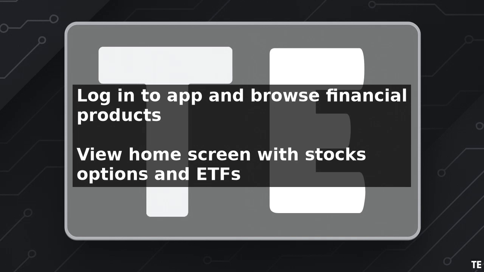To start trading, tap on the Trade button and select the type of product you want to trade. For example, if you want to buy a stock, tap on the Stock section and search for the stock you are interested in. View the stock's details, including its current price, trading volume, and market trends.